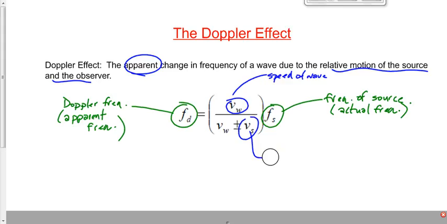A lot of people are going to get this mixed up. vs sounds like it's the speed of sound, but it's not. The speed of sound, if we're dealing with the Doppler effect in the context of sound, would be vw, the speed of the wave. vs is the speed of the source, the speed of the car, the speed of the fire truck, the speed of whatever it is that's moving.